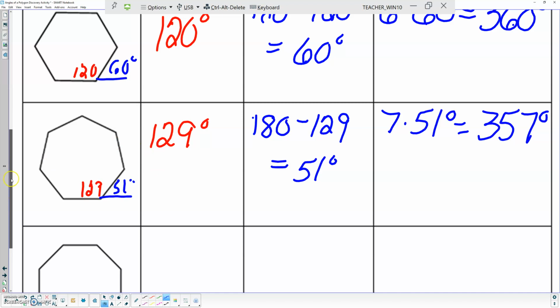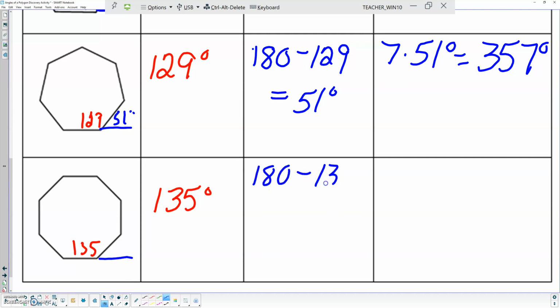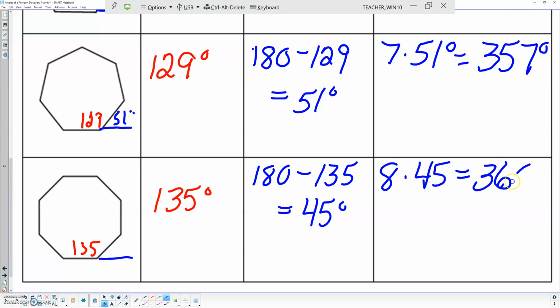Okay, and then the last one was our octagon. So in an octagon, we said the interior angle was 135 degrees. So the exterior angle, 180 minus 135 is 45. And an octagon has 8 sides. So 8 times 45 does give us 360.